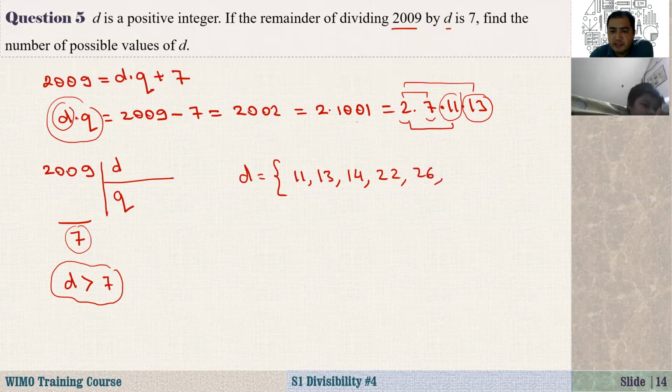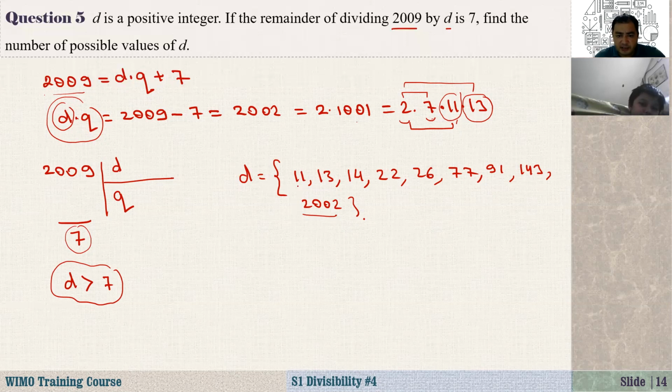Okay, with 2 we are done. 7 times 11 is 77. 7 times 13 is 91. Also done. And 11 times 13 is 143. And also it can be 2002, because if you divide 2009 by 2002, the remainder is 7.